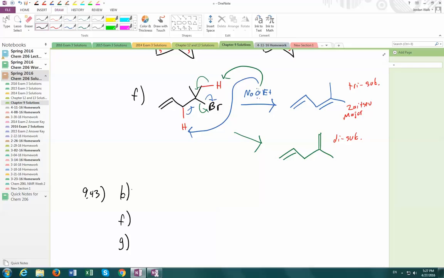So for B, it says first order in haloalkane and first order in nucleophile. So that's SN2. It says nucleophile, so I guess we just go with SN2. F is first order in haloalkane and zero order in base. So that would be SN1. Well, it's base, so it'd be E1. E1. And then G is first order in haloalkane and first order in base. So that would be E2. Okay. Yep. Cool.